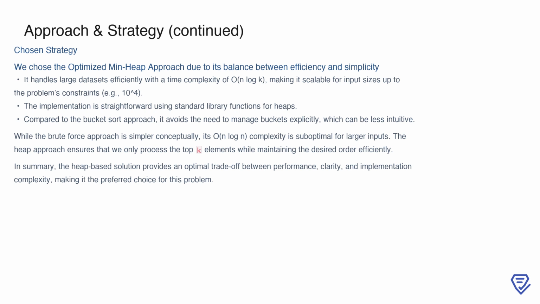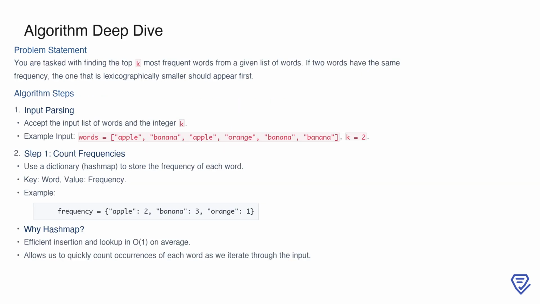In this problem, we are tasked with finding the top k most frequent words from a given list of words. If two words have the same frequency, the word that comes first in lexicographical order should be prioritized. To solve this, we start by parsing the input, which consists of a list of words and an integer k. For example, if the input is words equals apple, banana, orange, banana, and k equals 2, our goal is to identify the two most frequent words from the list.